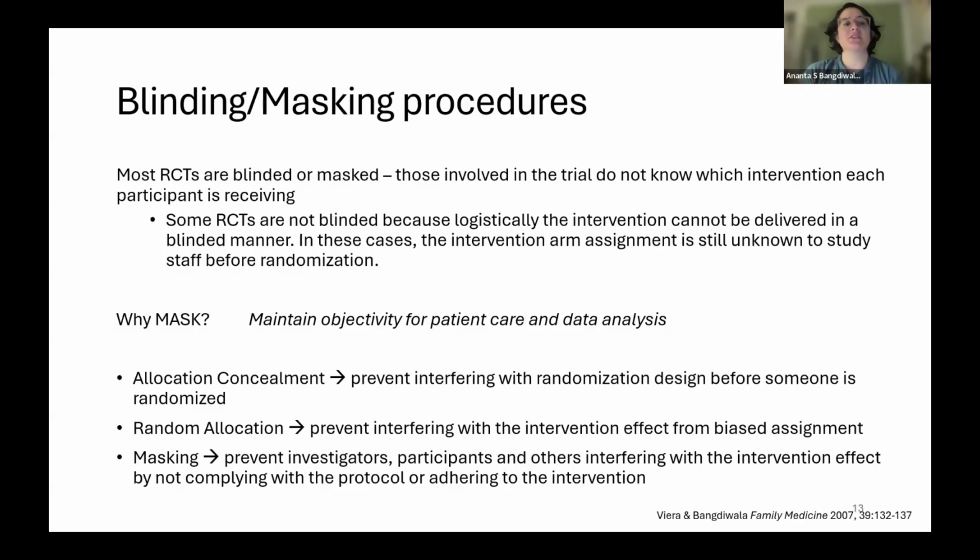So there's three things that are linked. Allocation concealment, which is preventing interfering with randomization design before someone is randomized. There's random allocation, where we're preventing interfering with the intervention effect from biased assignment. And there's masking. So that's preventing the investigators, participants, and others from interfering with the intervention effect by not complying with the protocol and adhering to the intervention.